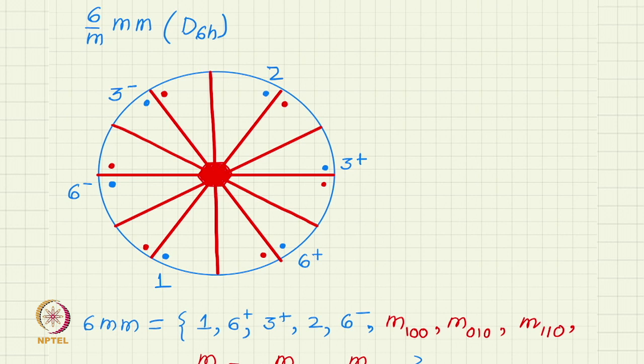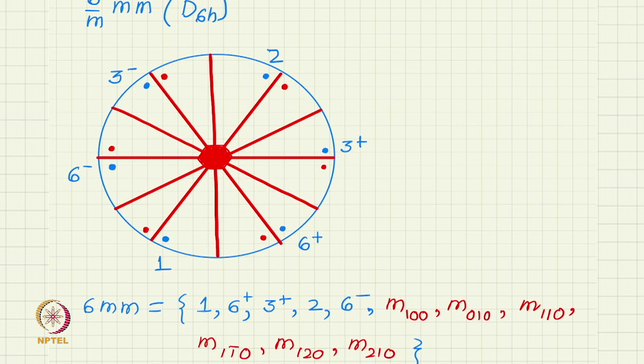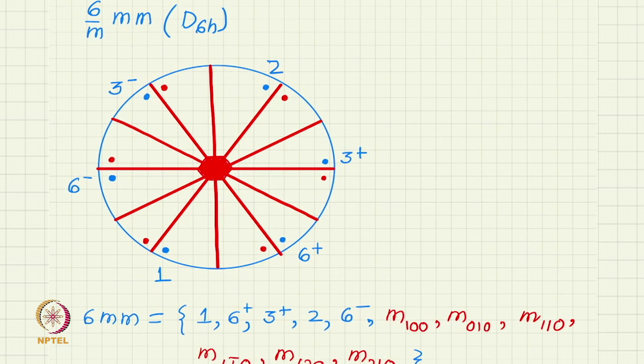Now we come to the final group of this type, which is 6 by mm. We again start with the 6-fold mirror planes parallel to the 6-fold axis that we have already added to generate 6mm, and that point group is shown here in the stereogram. To generate 6 by mm, all I have to do is add a perpendicular mirror, which will result in 6 by mm.